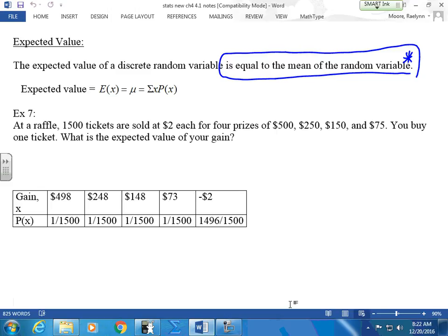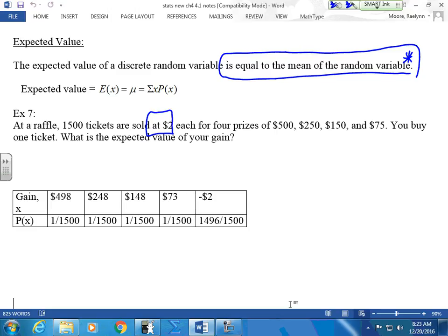So at a raffle, 1,500 tickets are sold at $2 each for 4 prizes of $500, $250, $150, and $75. You buy 1 ticket. What is your expected value of your game? Now, don't forget, you already put this cost in. That cost you put out.